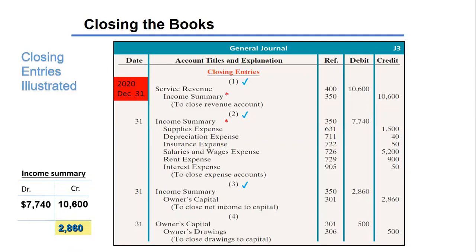Then we move to the fourth step. It's to close the owner's drawing to the owner's capital. And as you know, the normal balance of owner's drawing is debit. So we have to set it as credit. Like this, it will be closed.